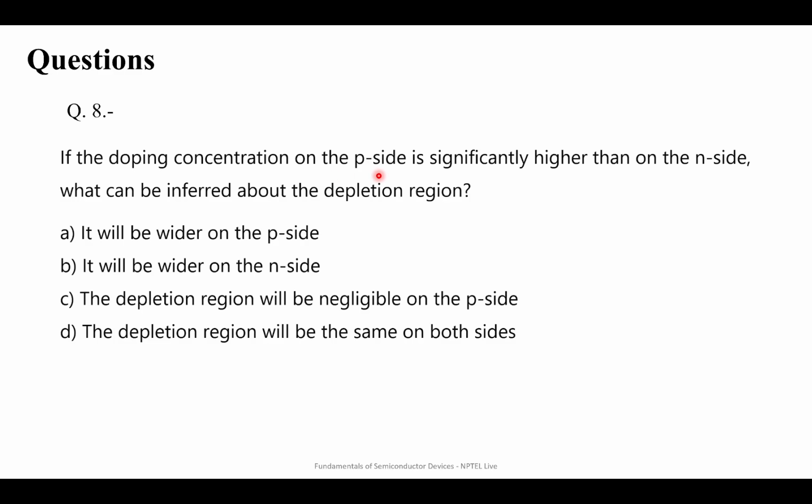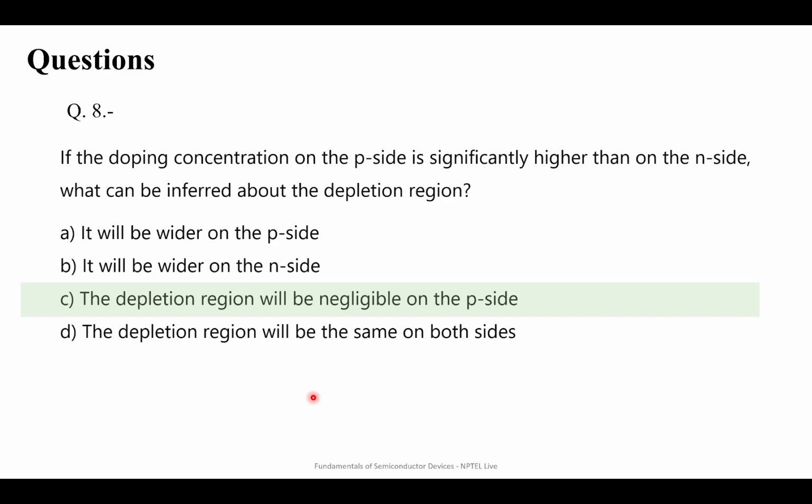If the doping concentration on the P side is significantly higher than on the N side, what can be inferred about the depletion region? It will be wider on the P side, it will be wider on the N side. The depletion region will be negligible on the P side, the depletion region will be negligible on the N side, will be same on both sides. Yes, the answer to this would be the depletion region will be negligible on the P side.